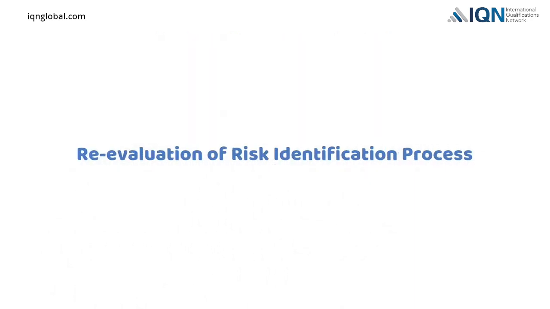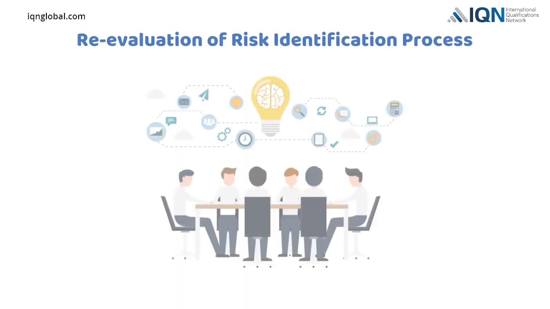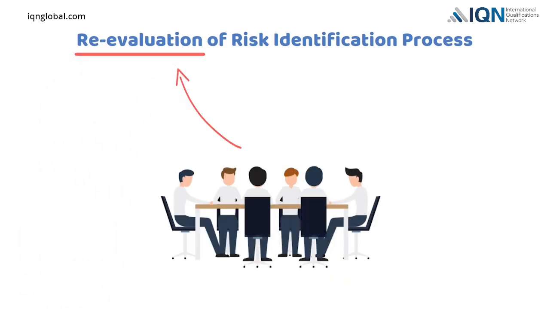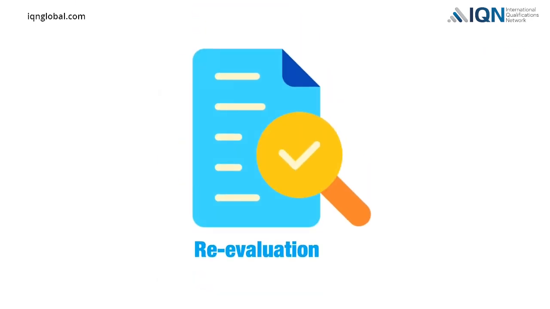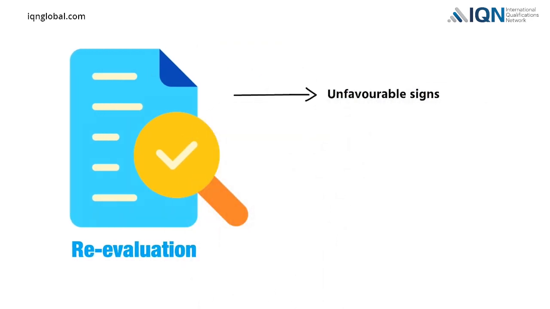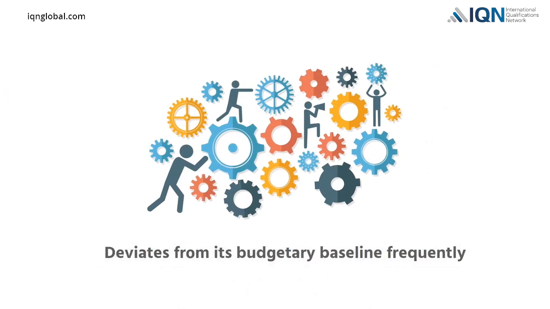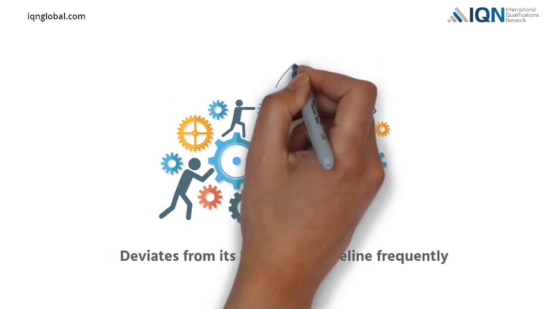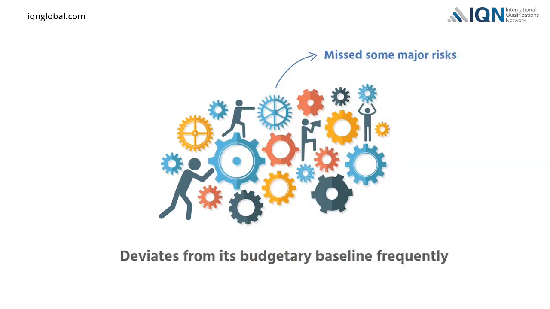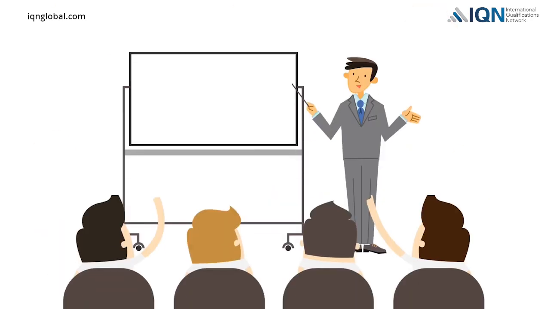Re-evaluation of risk identification process. The project team may sometimes need to re-evaluate or redo its risk identification process. The re-evaluation could be done as a response to unfavorable signs or extraordinary circumstances. For example, if a project significantly deviates from its budgetary baseline frequently, this may imply the team has missed some major risks during the risk identification process. In such circumstances, the team will have to reevaluate or redo the previously completed risk identification process.